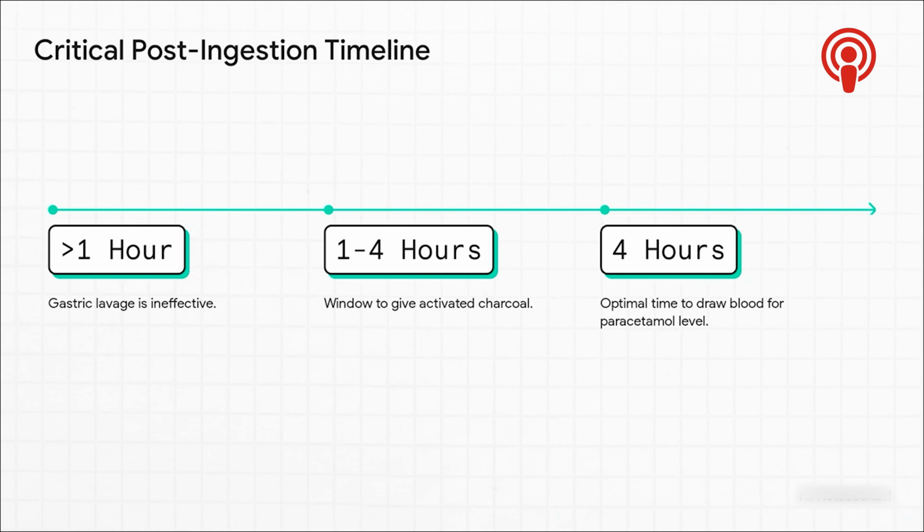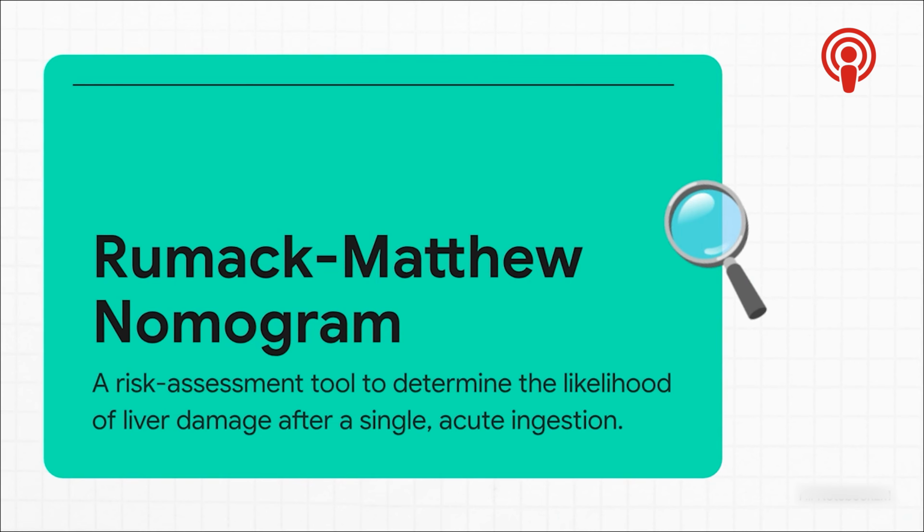I said the clock is ticking, and I wasn't kidding. Timing is absolutely everything. After just 1 hour, some options are already gone. There's this little window between 1 and 4 hours where activated charcoal might help. And that 4-hour mark, that is the magic number for getting that first blood test, because that's when the drug level is at its peak. So you've got this blood level from the 4-hour mark. Now what? You plot it on something called the Rumack-Matthew nomogram.